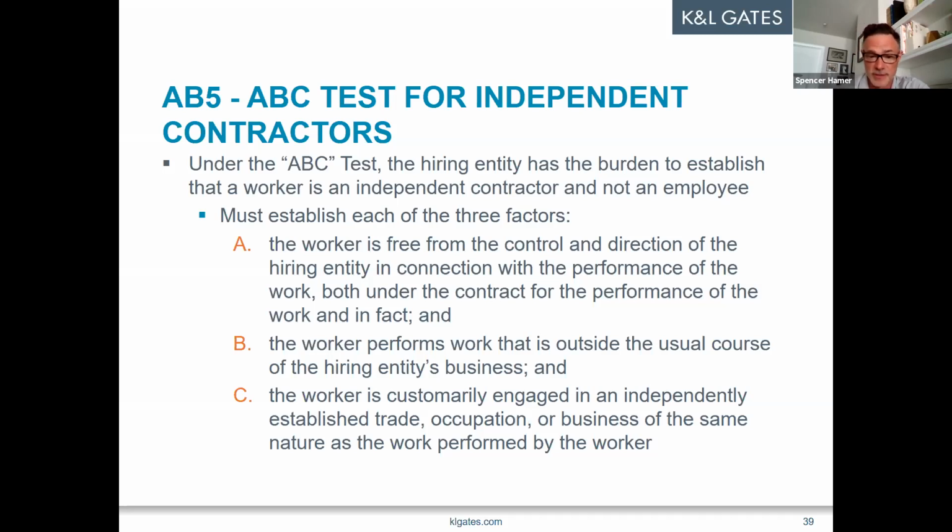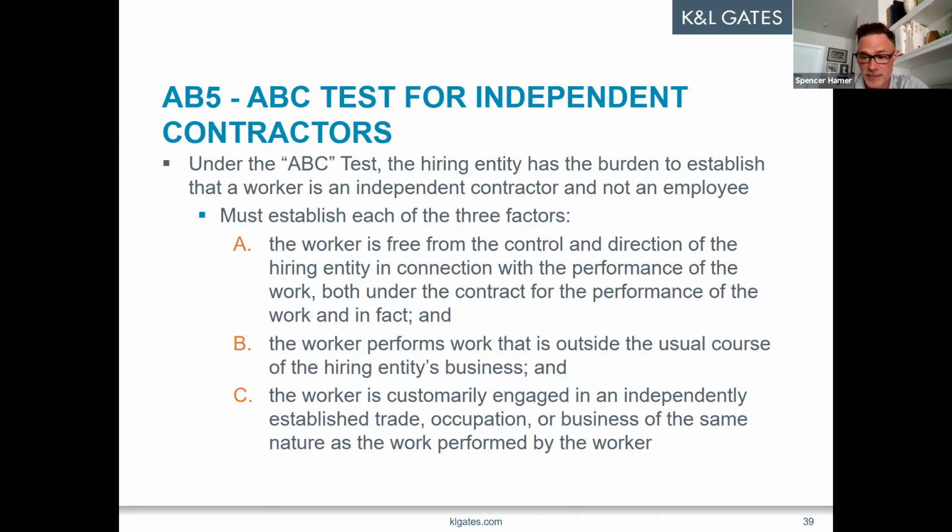And the hardest one that is typical for clients to meet is factor B, outside the usual course, such that a contractor would typically be, in the examples given back in the Dynamex case, if you run an office building, the person who comes in and fixes your HVAC is a contractor and that kind of thing. They're not doing anything related to the business. So obviously quite different from how it had been done for decades in California.